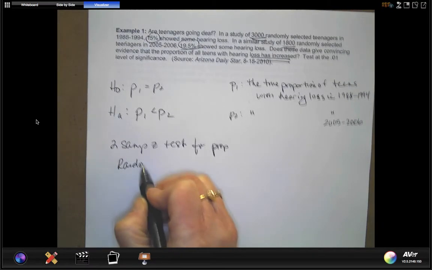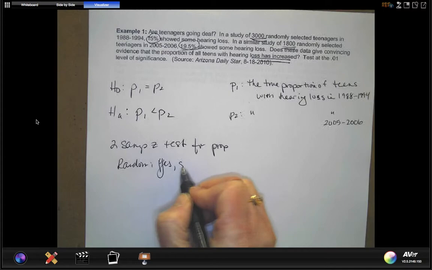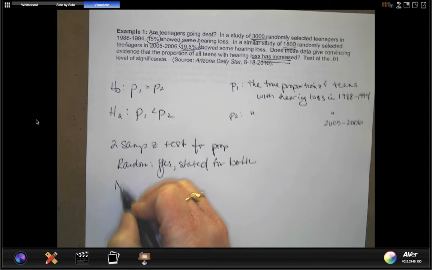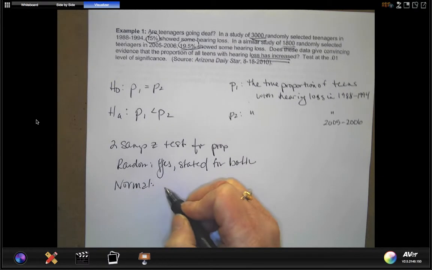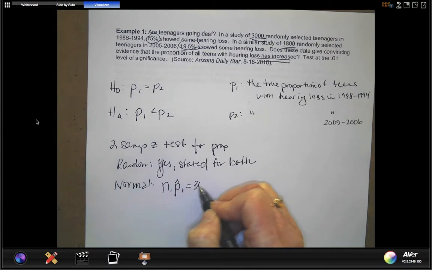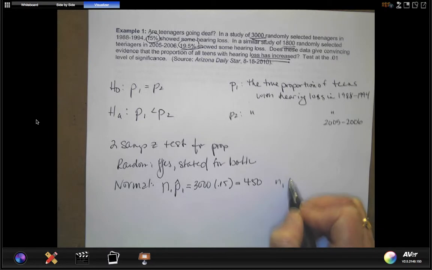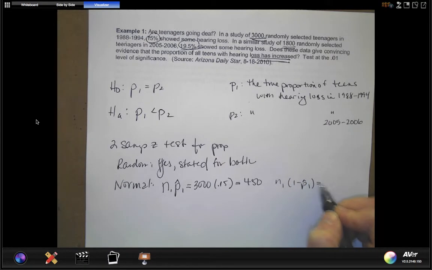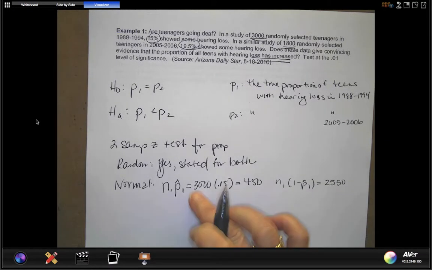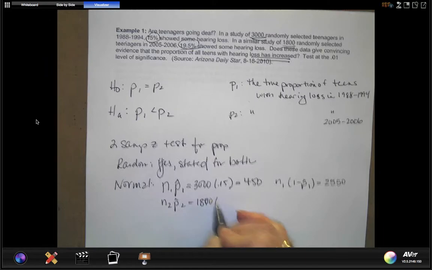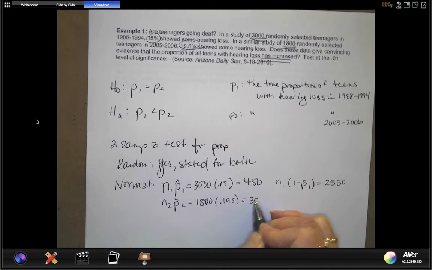Random: yes, stated for both. Now the normal condition. Like I said, the book said, okay, we'll make your life easy. So you just need to do n1 times p hat 1. So we have 3,000 times 0.15, and n1 times 1 minus p hat 1. So that would be 2,500, because these two together have to make up 3,000. 1,800 times 0.195 equals 351.